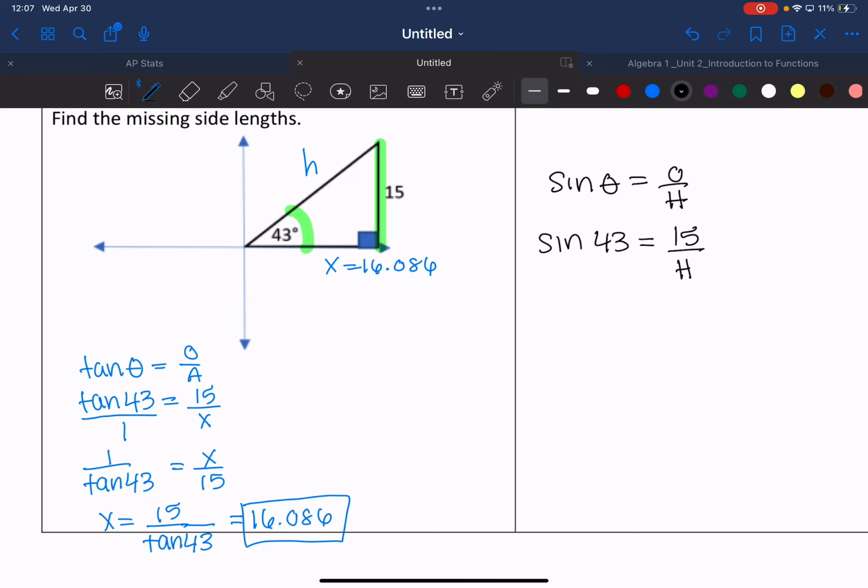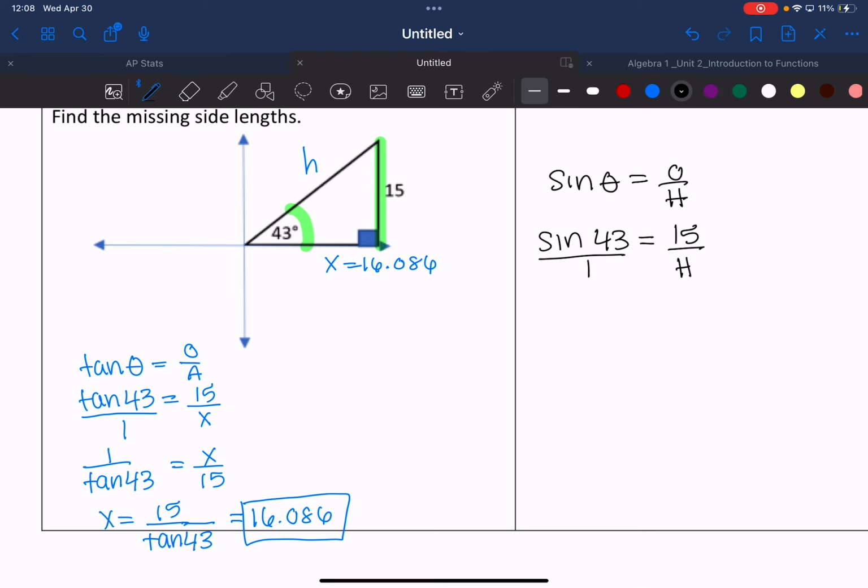Again, since my variable is in the denominator, I want it out of the denominator. So I'm going to put sine 43 over 1 and flip both fractions. So that's 1 over sine of 43 is equal to h over 15. And then in order to get h by itself, I'm going to multiply both sides by 15. So h is equal to 15 divided by sine of 43.